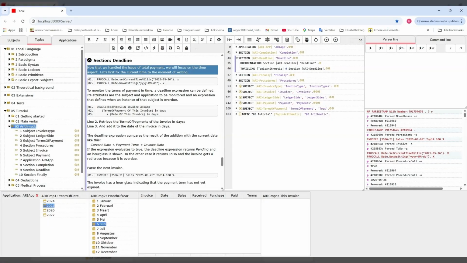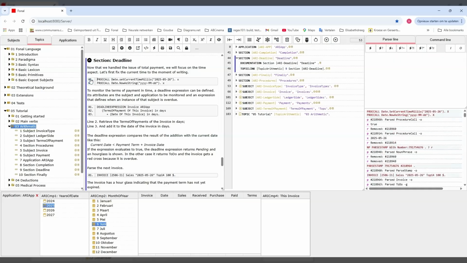Now that we handled the issue of total payment, we will focus on the time aspect. Let's first fix the current time to the moment of writing. To monitor the terms of payment in time, a deadline expression can be defined. Its attributes are the subject and application to be monitored and an expression that defines when an instance of that subject is overdue.